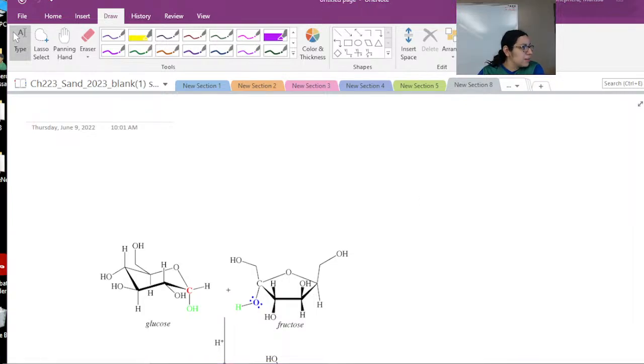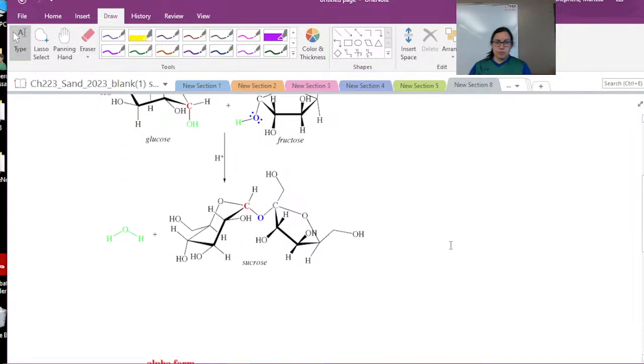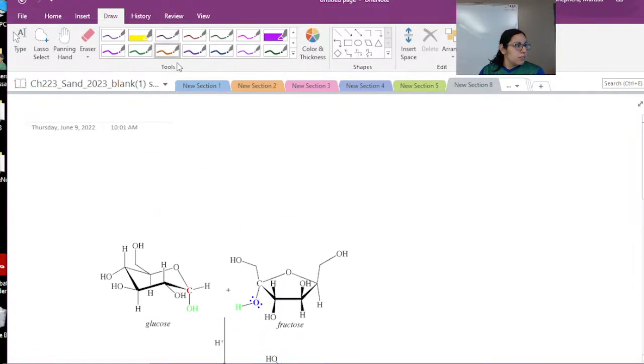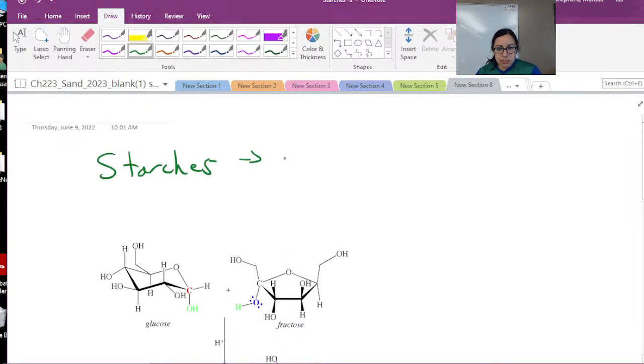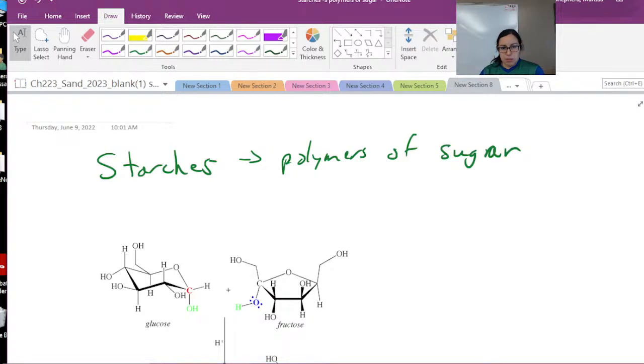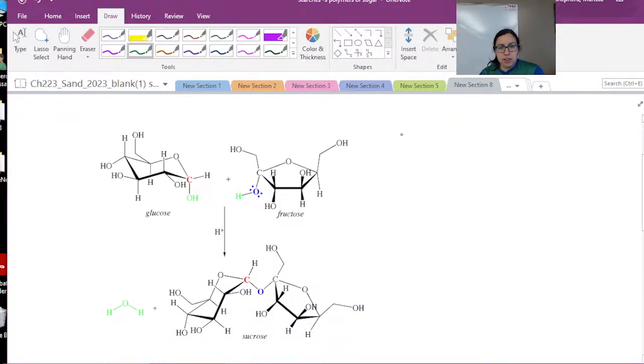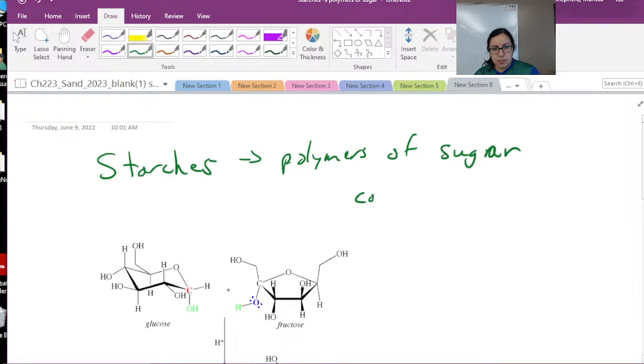All right, let's go back to starches for a second. So now we want to look at starches. We might go back to DNA later. So we'll look at starches. Starches are just defined as polymers of sugar. So similar, now we're going to have another condensation reaction. Surprise, surprise.